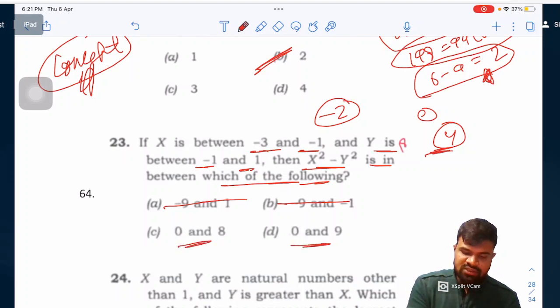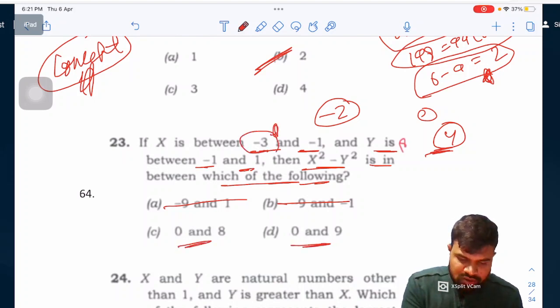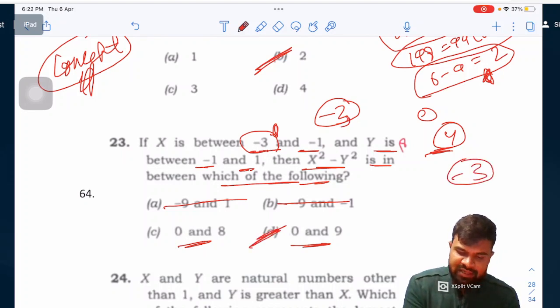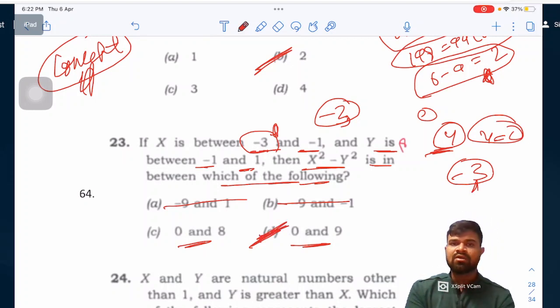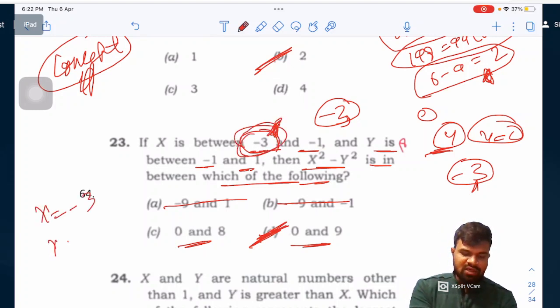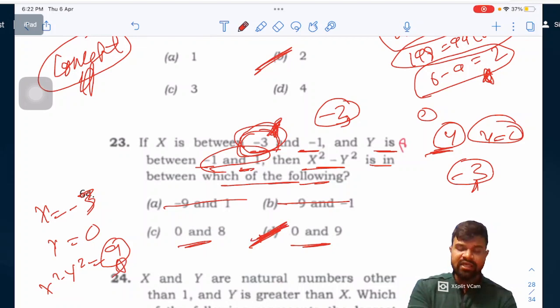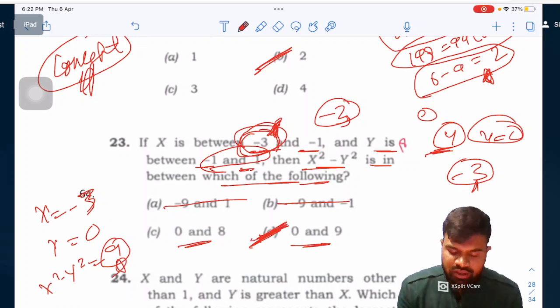From 0 to 8 and 0 to 9, you must know that if you take the number close to 3, then the answer will be 9. If we take x as minus 3 only and y is equal to 0, then the answer will be 9. So this is how you do it by assumption. There are other methods as well, but I want you to do it by assumption. Just take the extreme value from here, that is minus 3. x is equal to minus 3, y is equal to 0, between minus 1 and 1. You will find that x square minus y square is 9. So this is how you will do it, with extreme values.